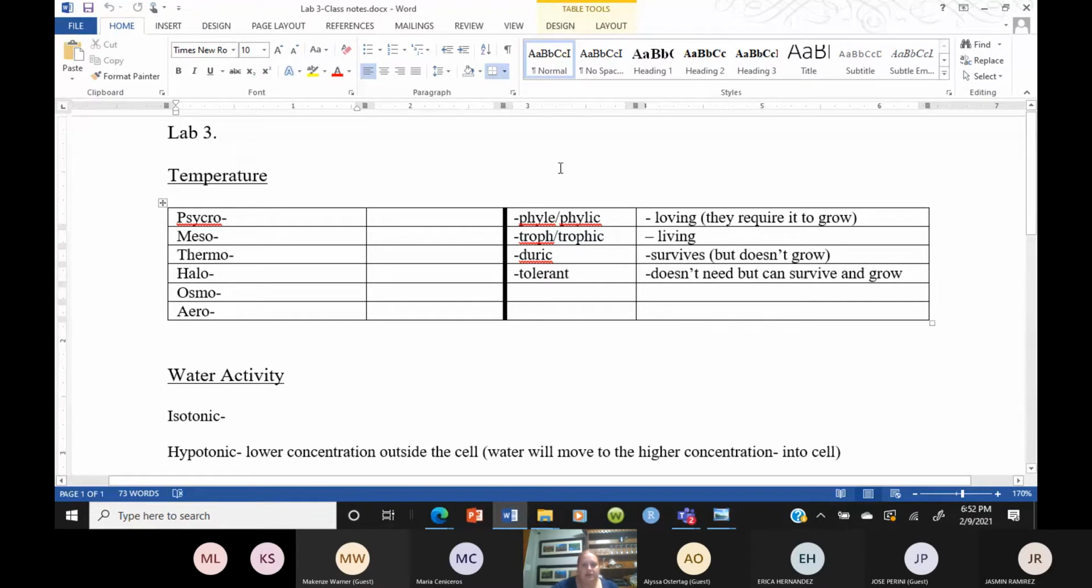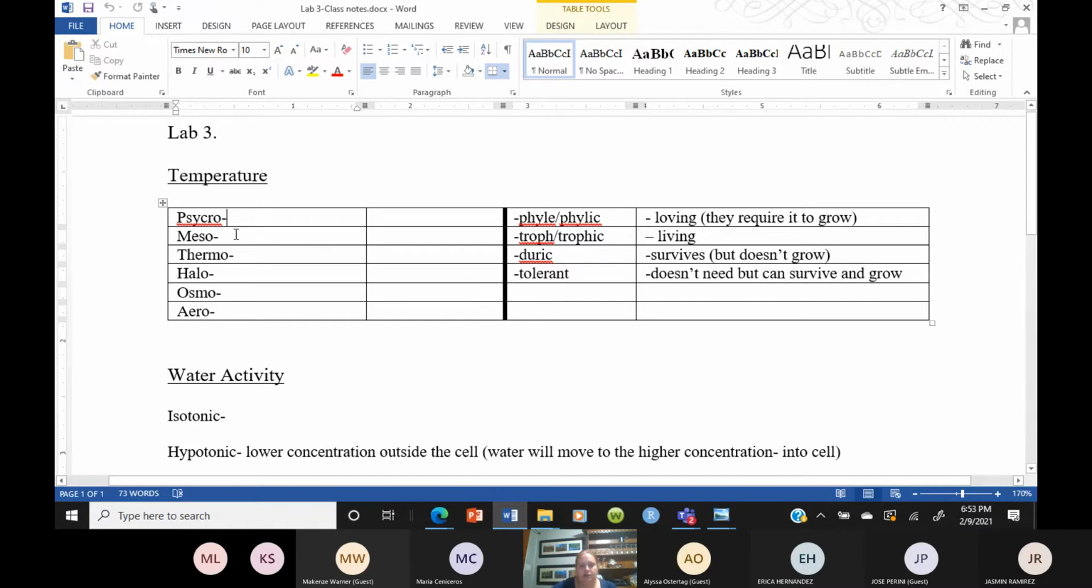So anything, let's look at the endings first here. Anything that ends in phile or philic is referring to loving. So if you think of the word Philadelphia, the city of brotherly love. So phile or philic is referring to love. And in bacteria, this means that they require whatever it is you're referring to grow. They require it to grow. It can also end in troph or trophic, and that's just talking about it living.